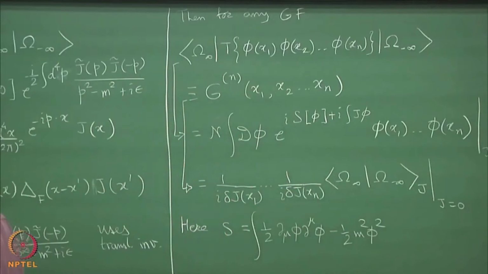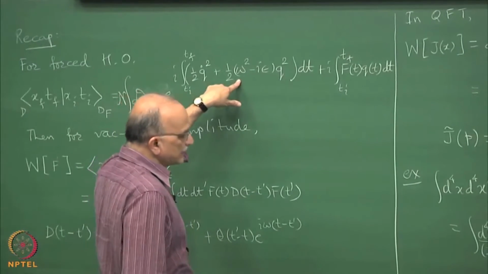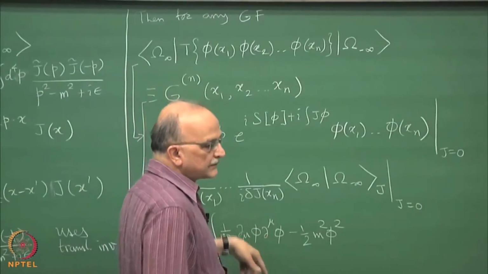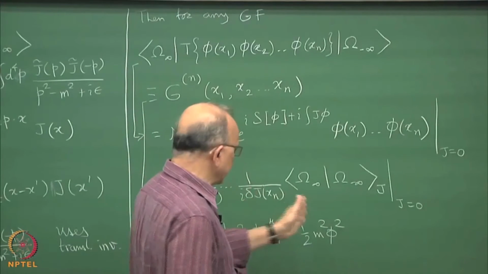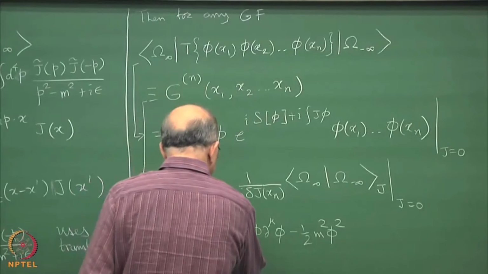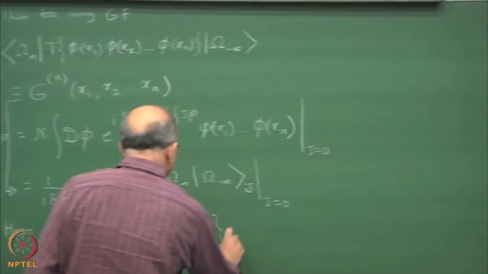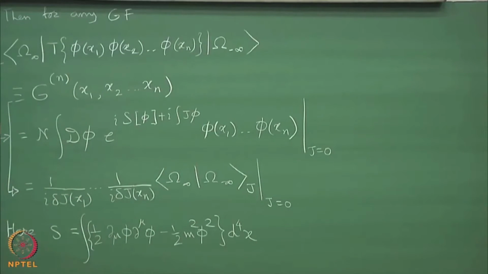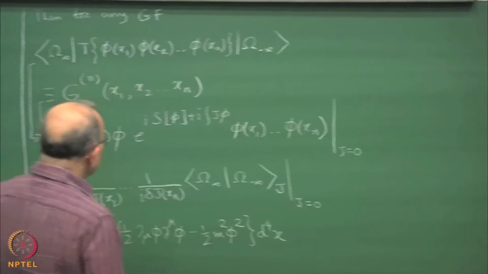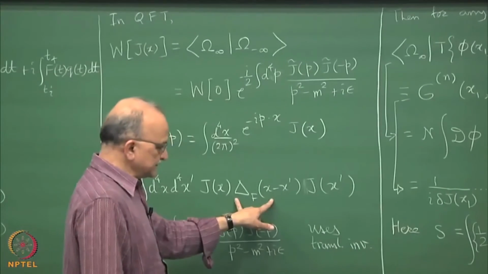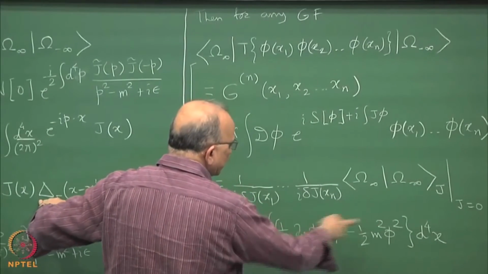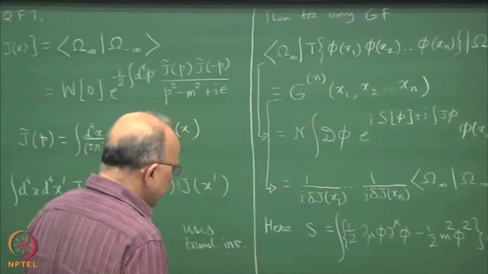Square phi square. So that looks very much like half q dot square plus half omega square q square, because this is half phi dot square minus half d by d phi by dx square, right, the Laplacian square. So this is what the free action is, and from that we generate this delta Feynman, which we can check works as a Green's function of the classical differential equation.